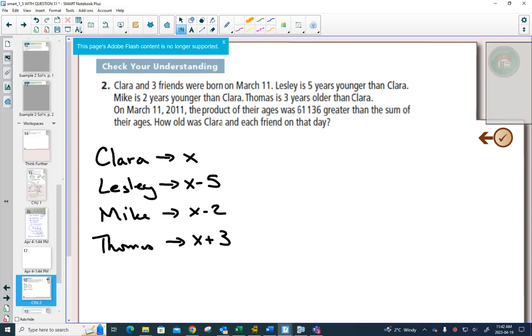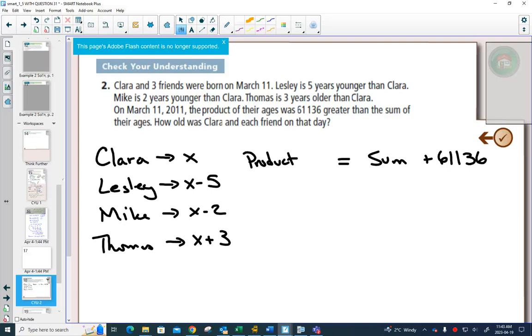Next, we've got some information that should allow us to make an equation. The product of their ages is 61,136 greater than the sum of their ages. So I'm actually going to start off by making an equation. On this side, I'm going to put product. I'm going to start off with words. On this side, I'm going to put sum. I know that the product is bigger because it's greater than the sum. So in order to make these equal, does it make sense that I would have to add the 61,136 to the smaller side in order to make them equal?